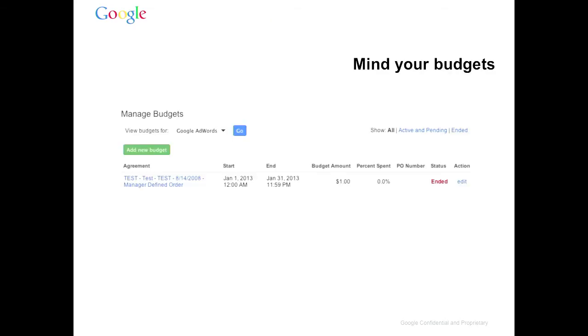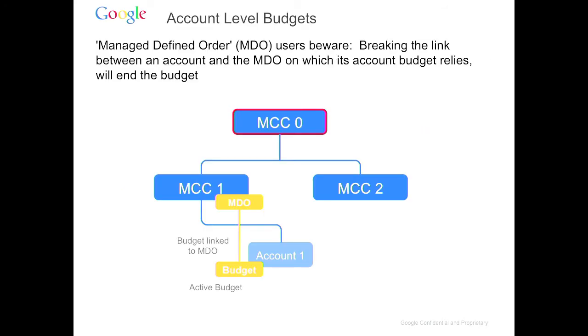Now, there is one more caveat that we need to introduce when we're talking about budgets. If you're using MDO budgets, manager defined orders, they're connected to a specific MCC. So the problem becomes, if you have this account hierarchy and you have your MDO defined on MCC 1, and you have a budget defined for account 1, we have a link between those two. If you then try to move the account from MCC 1 to MCC 2, you've now broken the link from the MDO to the client account, and the budget will effectively end immediately.